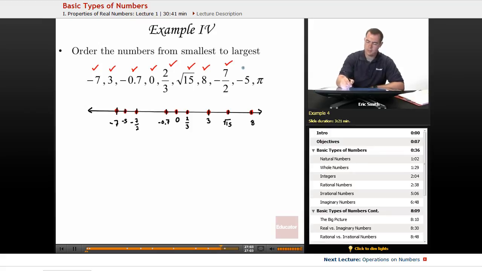And one more number, pi. 3.1415, a little bit larger than 3, so we'll put it a little bit larger than 3.